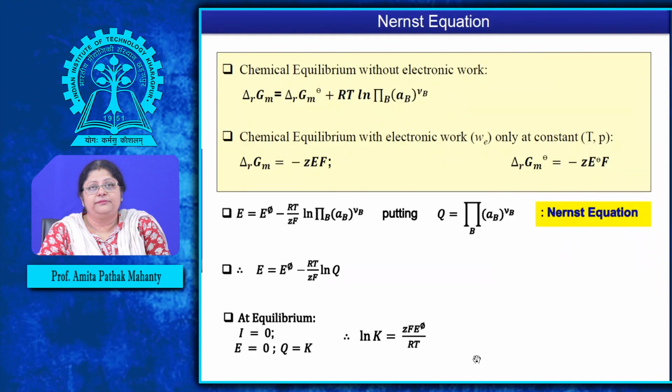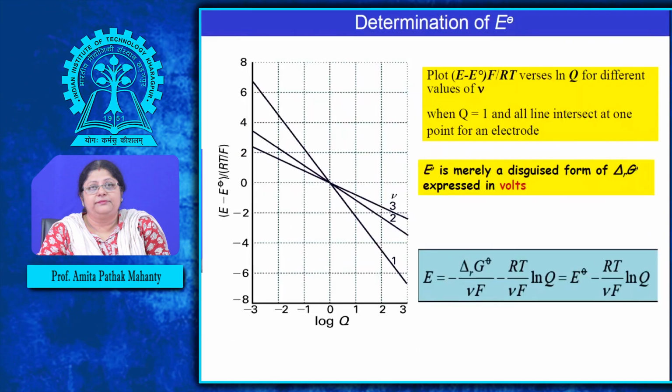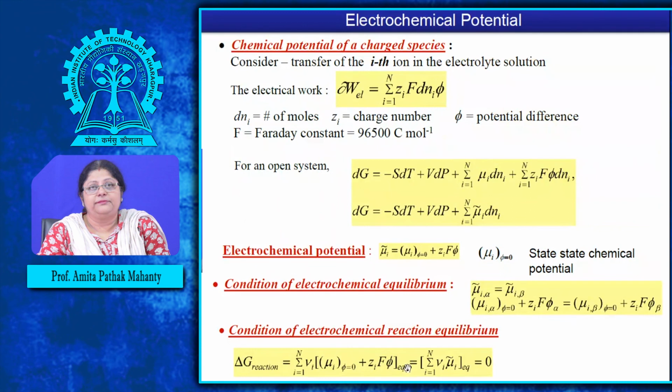Now, this is the summary of whatever we have done. I'm not more interested in this, please read it. How do you find out the E naught? I'm interested in this part.